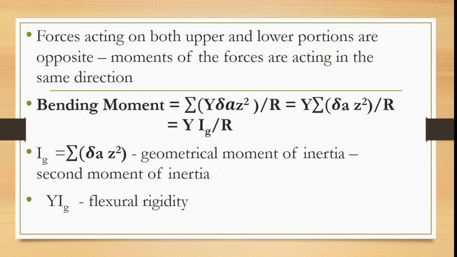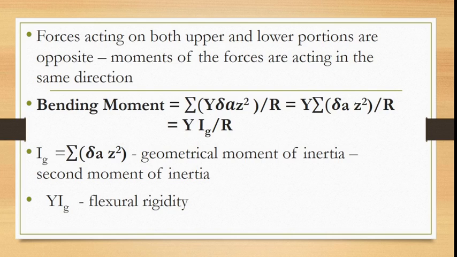Now Y is the Young's modulus of the material, isn't it? It's a constant. We can take it outside. So Y into sigma delta A into z square. See, delta A and z are the varying quantities, so sigma can be applied to only those quantities. That is sigma of delta A into z square.